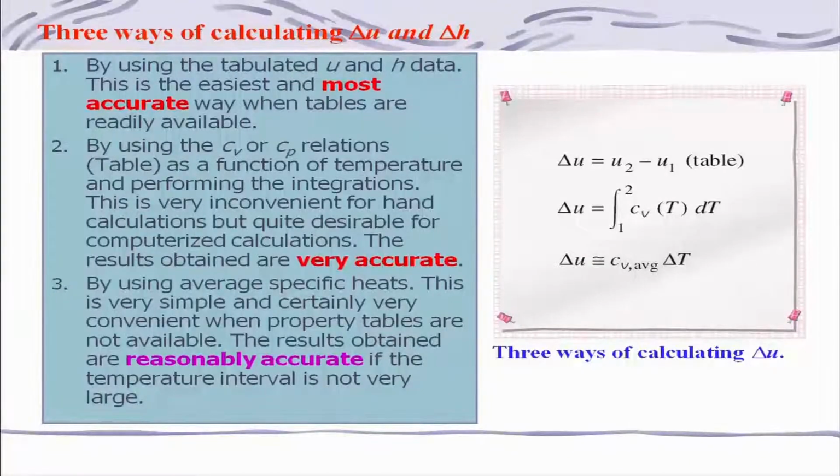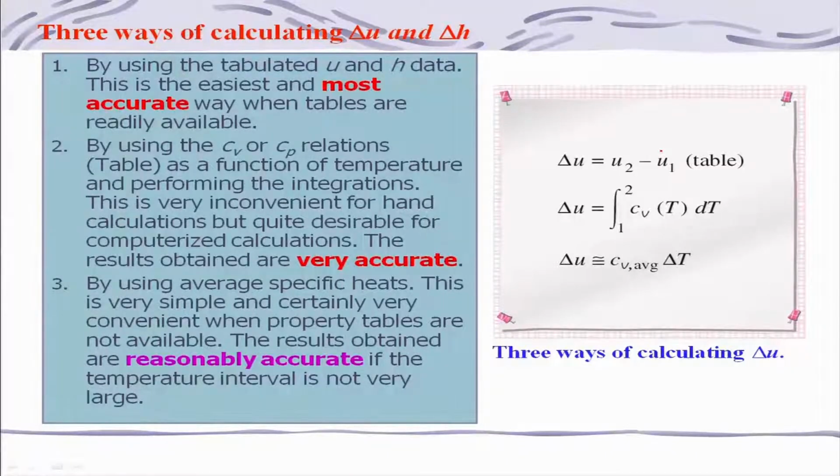There are three ways of calculating the change in internal energy and enthalpy. One is to use tabular data, the data given in tables like the steam table or the refrigeration table, where you can find U and H directly and use them, which will give you more accurate values. For example, I can find the internal energy from the steam table at a particular temperature or pressure.